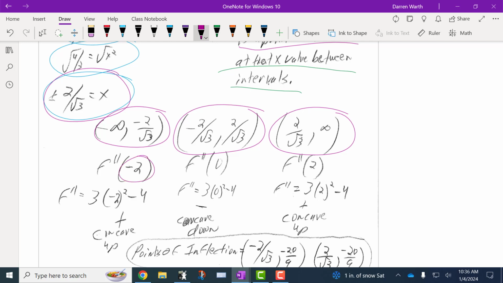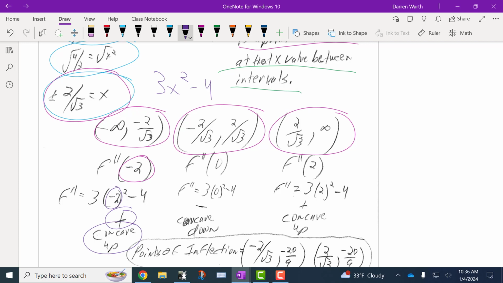I got negative 2. Substitute that into the second derivative. So remember, the second derivative of that equation was 3x squared minus 4. So substitute in that negative 2. Negative 2 squared is going to be positive 4. 3 times 4 is 12, and 12 minus 4 is going to be 8. So that came out to be positive, which means it's concave up right there.